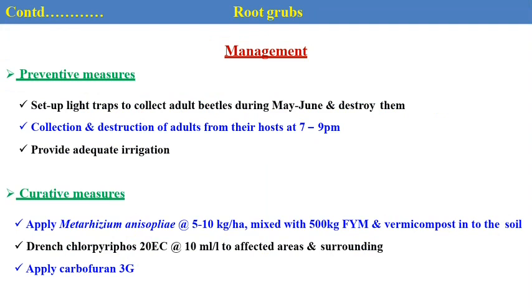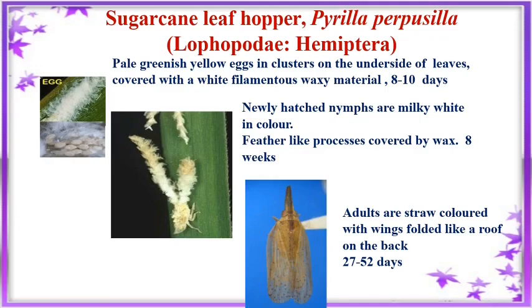Then drenching of chlorpyrifos is also effective. Then application of phorate, carbofuran or carbosulfan, or quinalphos in granular formulation. With the help of soil application, we can kill the different life stages present in the soil.